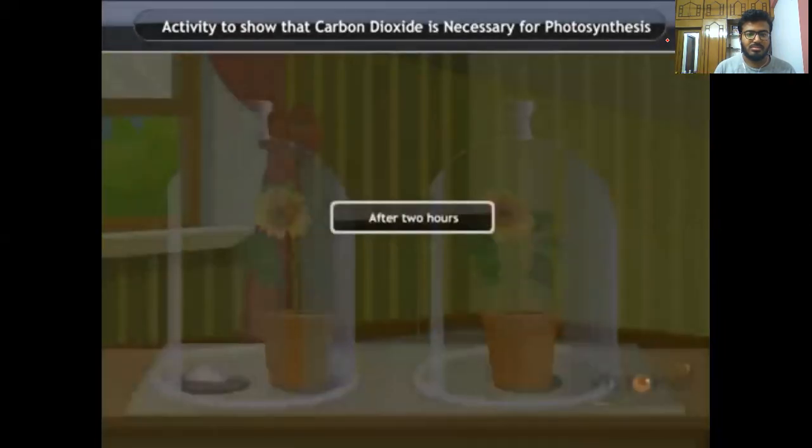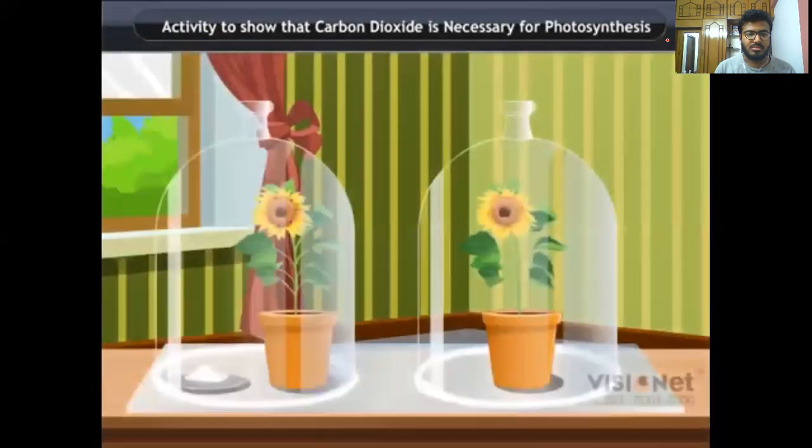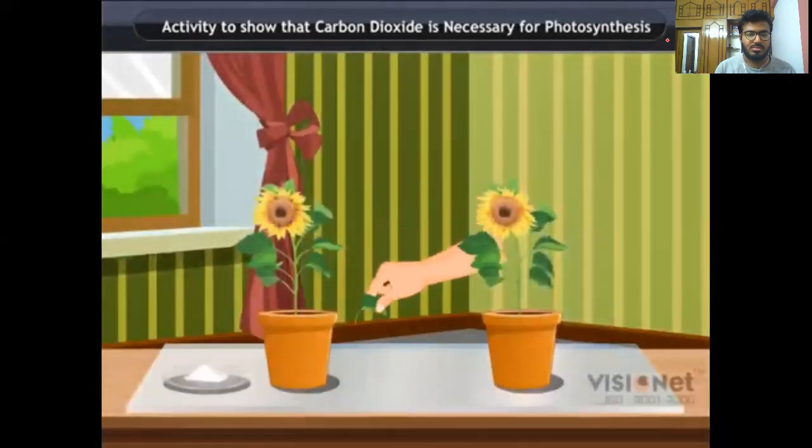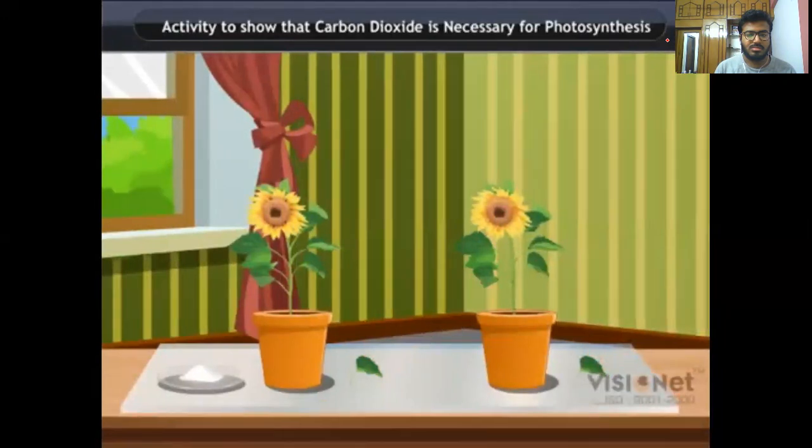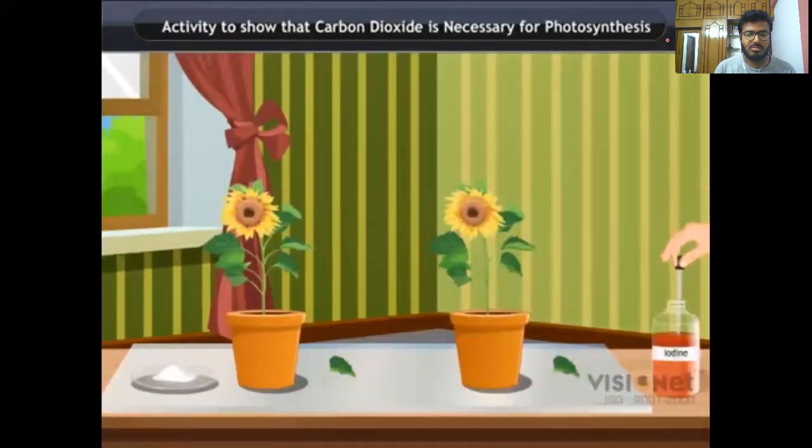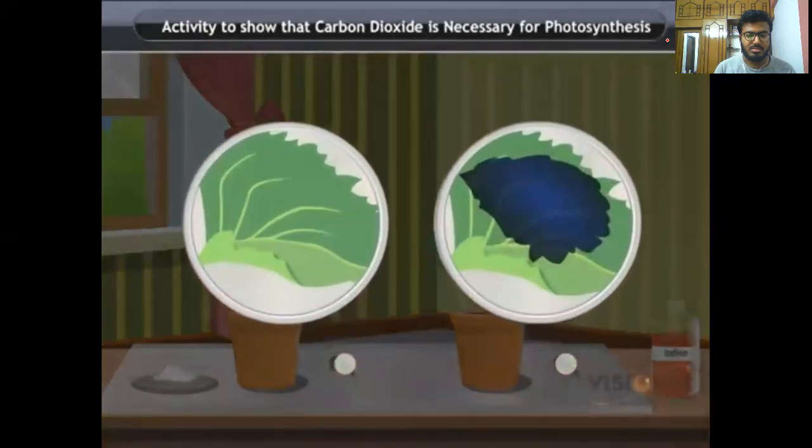Keep the plants in the sunlight for about 2 hours. Pluck a leaf from each plant and check for the presence of starch as in the above activity. Do both the leaves show the presence of the same amount of starch? What can you conclude from this activity? We conclude that carbon dioxide is essential for the photosynthesis process. The carbon dioxide along with water combines to give glucose plus oxygen plus water.